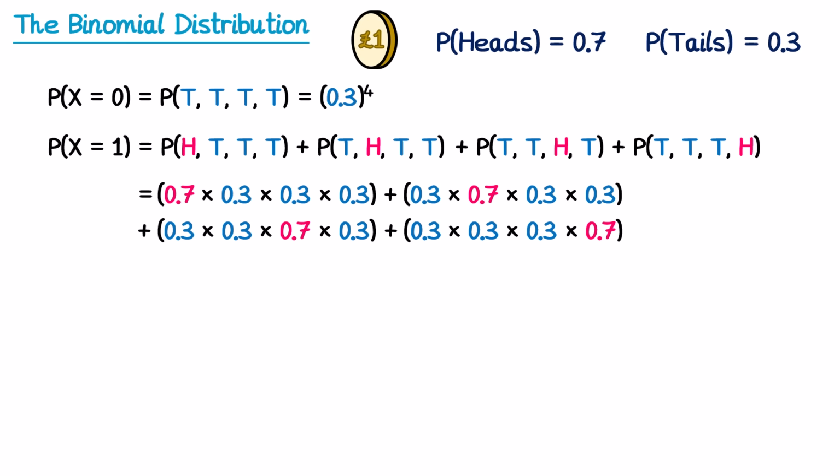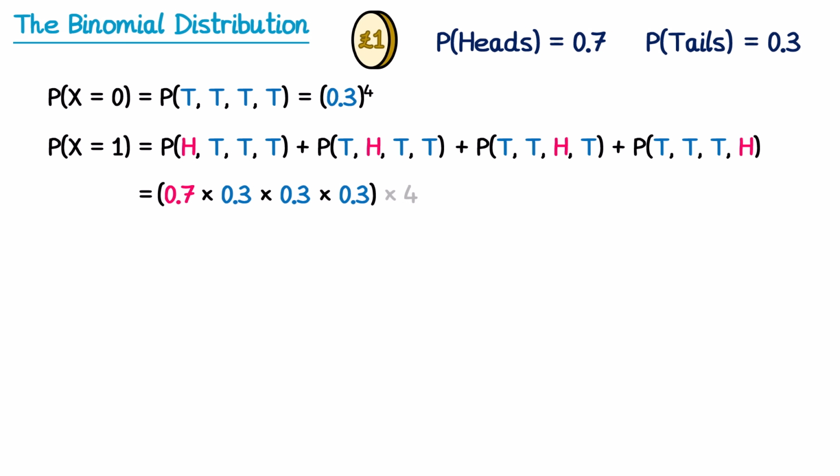You might notice that each of these calculations in the brackets is essentially the same, just in a different order, but they will give the same result. So we could rewrite this as the first bracket multiplied by 4, since this calculation occurs 4 times. Since these are all multiplied together, we don't actually need the brackets either. And we could write 0.3 multiplied by 0.3 multiplied by 0.3 as 0.3 to the power 3. So the calculation becomes this.